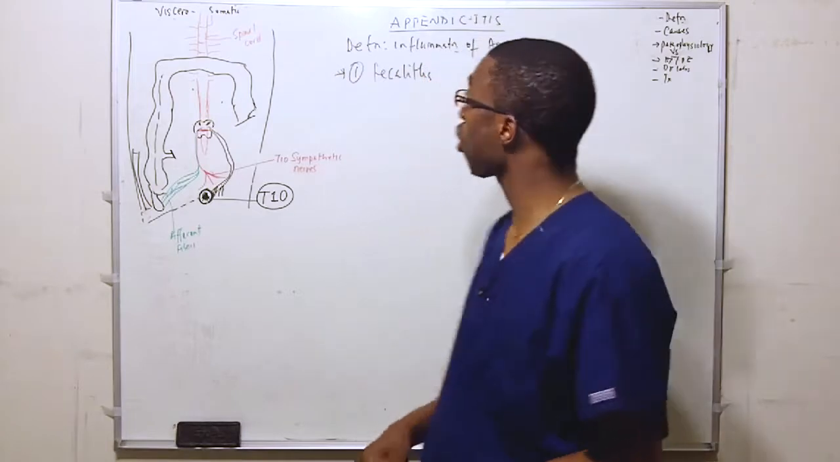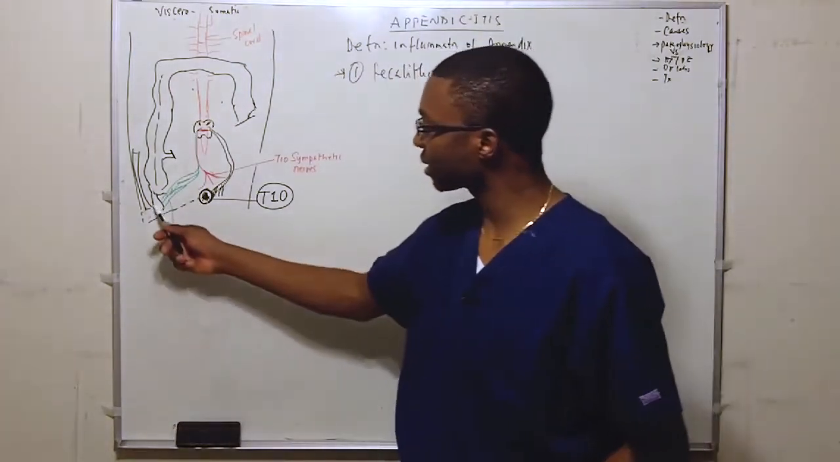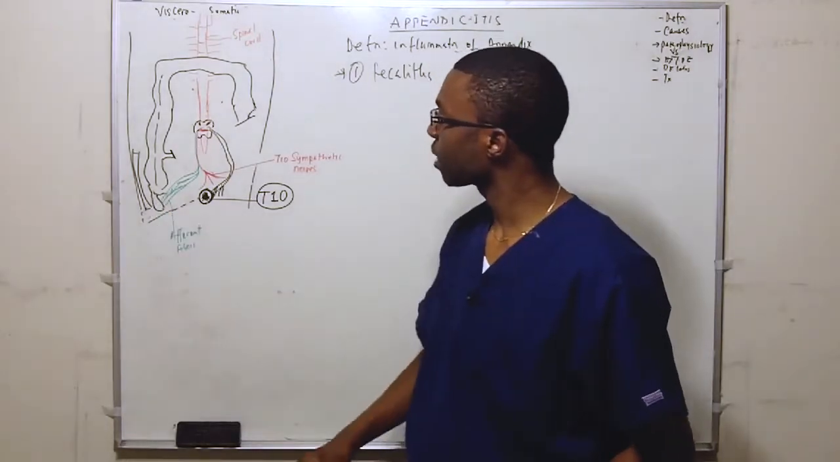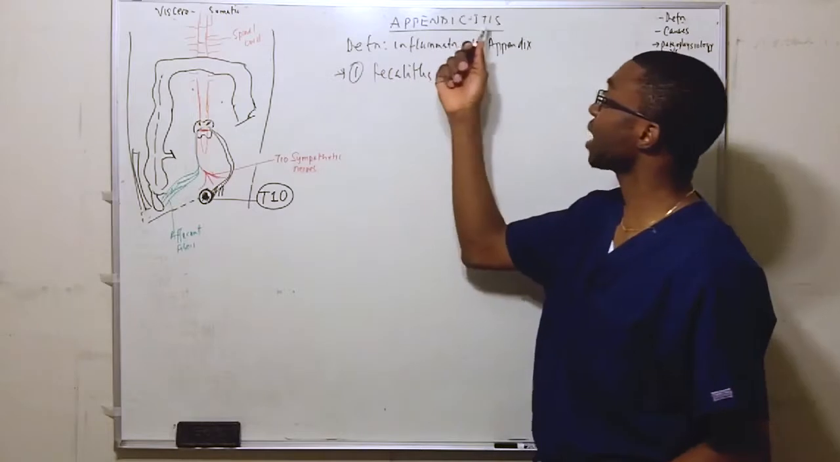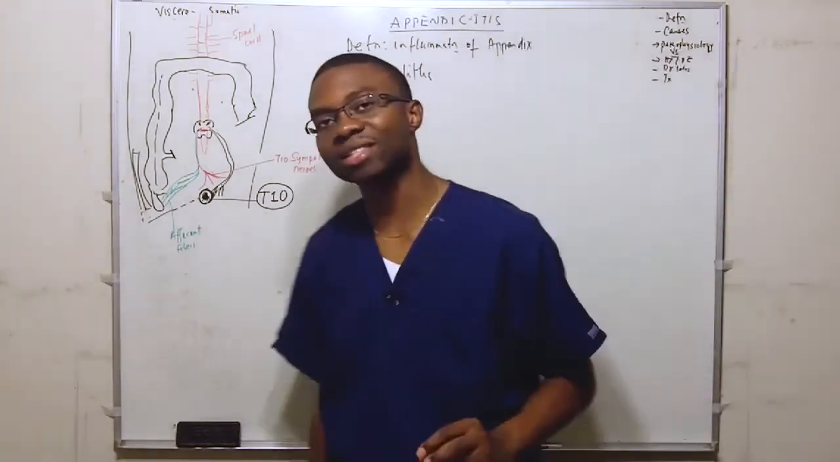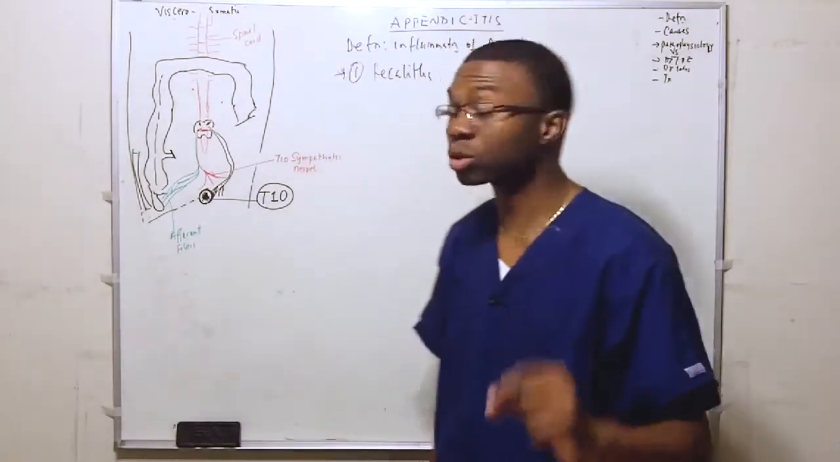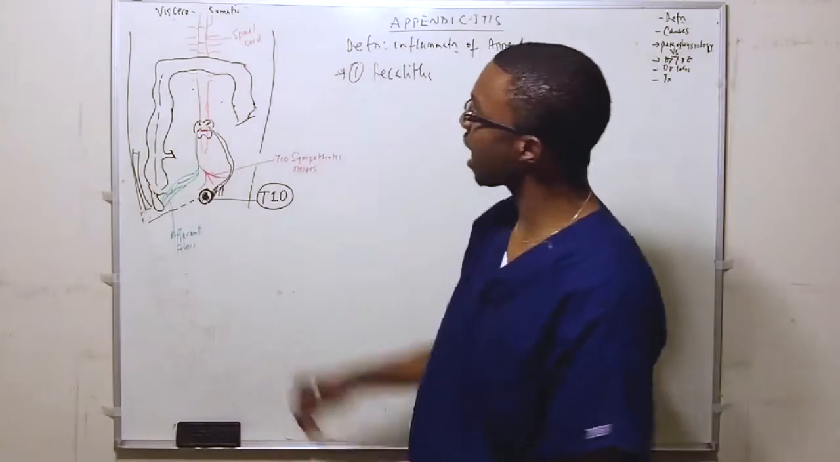The first thing I want us to go over is the definition, right? This is the appendix in this picture right here. And if we break the word into two, appendicitis is the inflammation of the appendix. Very simple, but it's not that simple. Let's find out exactly what's causing it. Now, before we talk about the causes, let's go over the anatomy.